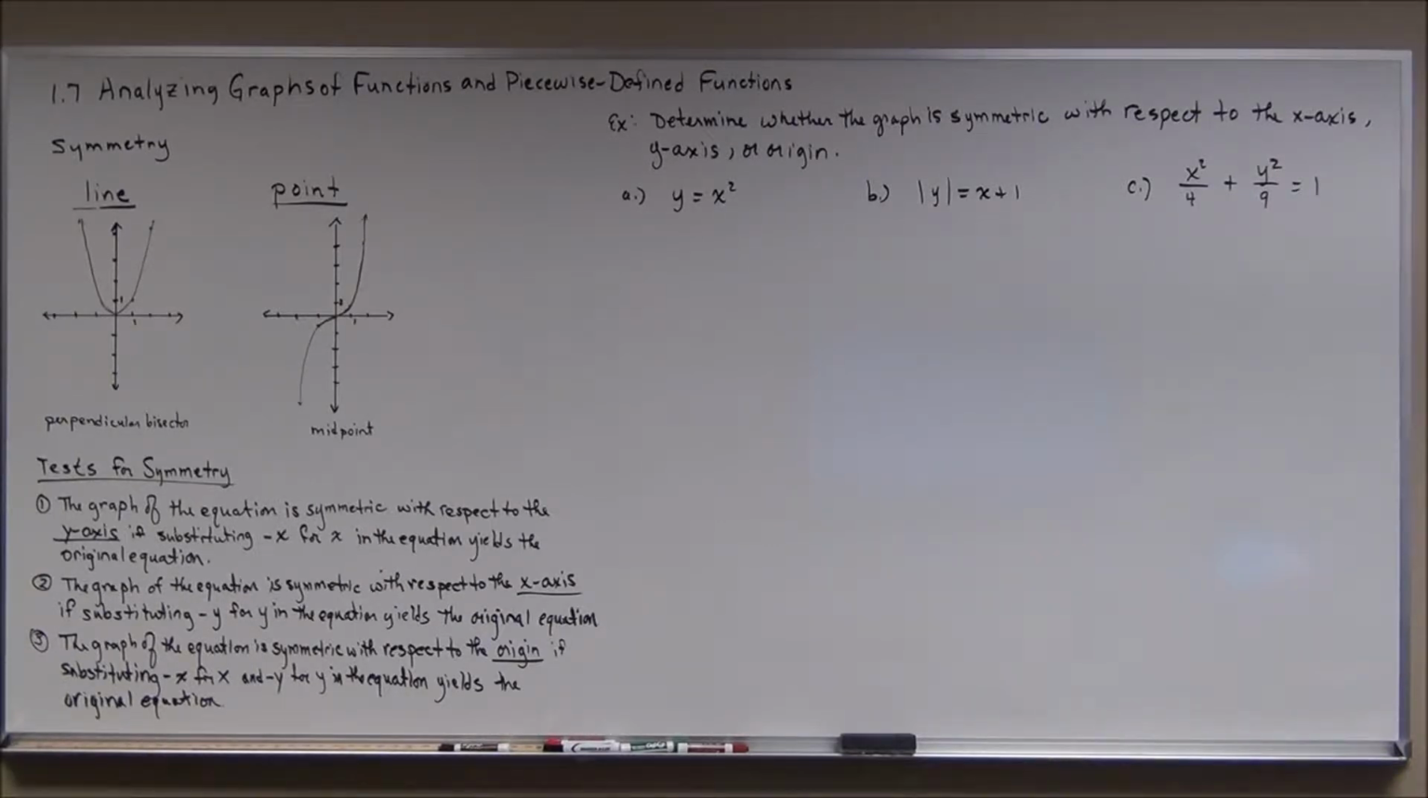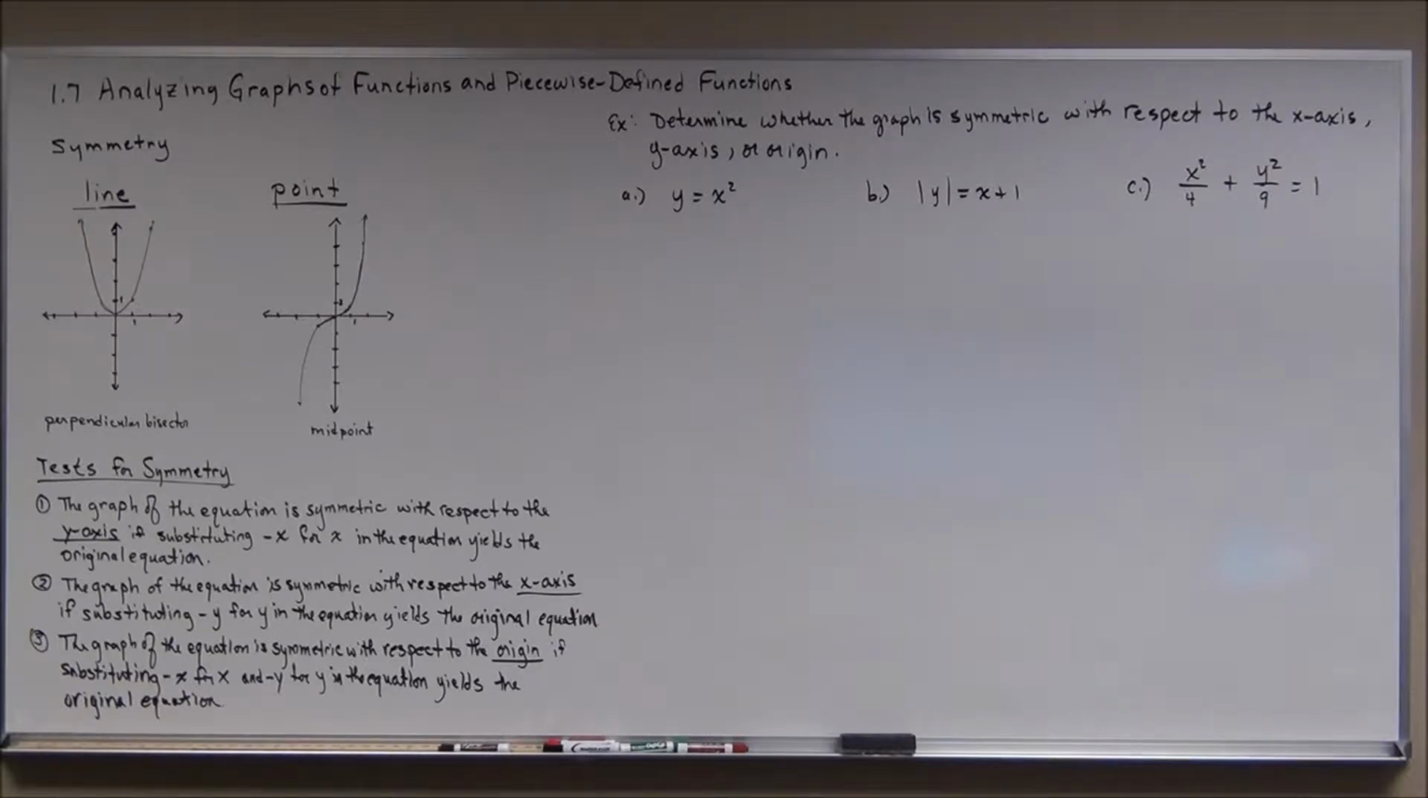Alright, we're on to section 1.7, analyzing graphs and functions, and piecewise defined functions, which they used to be called, in my day, which was a long time ago, multi-ruled functions, but now they're called piecewise defined functions. And the first thing we want to look at for analyzing graphs is: is our graph symmetric to either a line or a point?